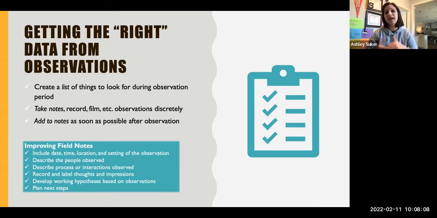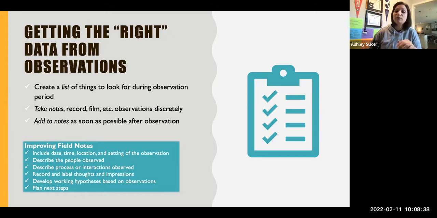We typically get our data from field notes. And there are some things that we need to do to improve those field notes. One is to add the date, time, location, and setting of the observation, because while you think you will remember that, you will not, especially if you are doing a similar observation multiple times. You need to describe the people that are observed. Again, if you are doing this multiple times, you may have slight variations in the people that are being observed, and it's important to know what results came from which group.